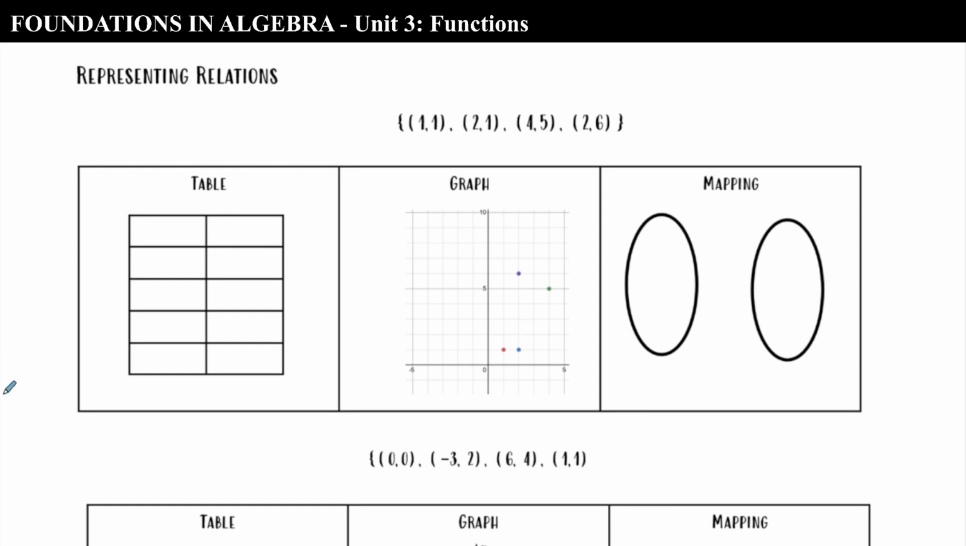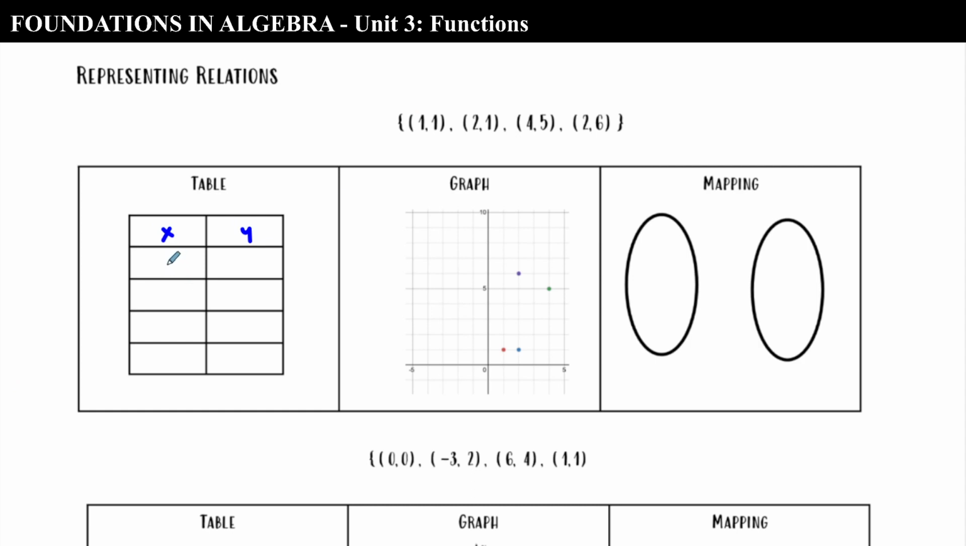Let's talk about representing relations. So we can do this several ways. We can do it using a table, a graph, or a mapping. And a mapping may be fairly new to you. So let's start with a table. That's fairly straightforward. In a table, we're going to have our x values and our y values, and we're going to take our sets of ordered pairs, and we're simply going to list them.